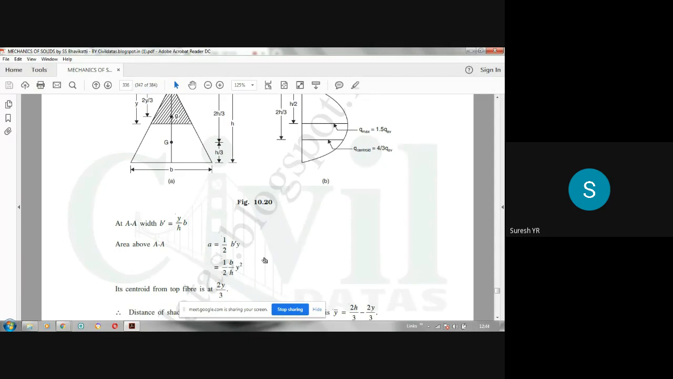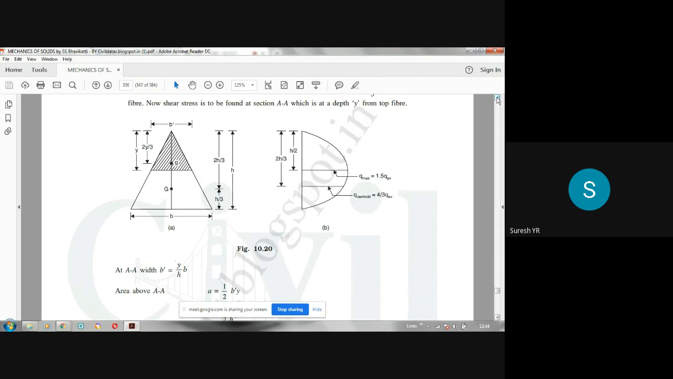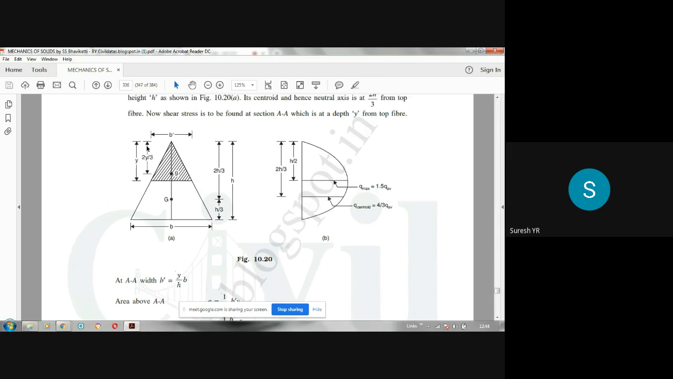See here. Now substitute for B dash. B dash is Y by H into B. So that's what they have substituted here. And then it becomes y square. Y into y becomes y square. So this is the expression for A. Then centroid, as I already told, centroid of this shaded area will be at a distance of 2y by 3 from the apex, from the vertex.